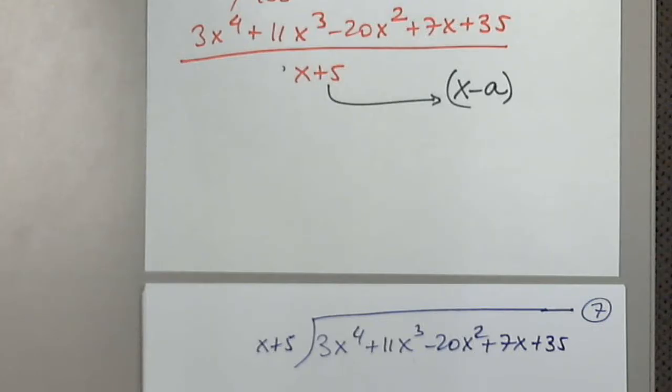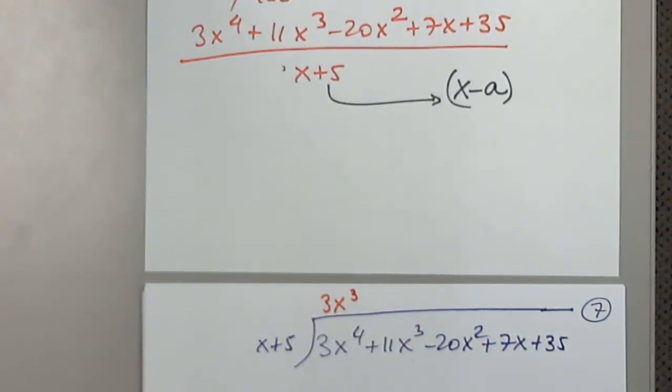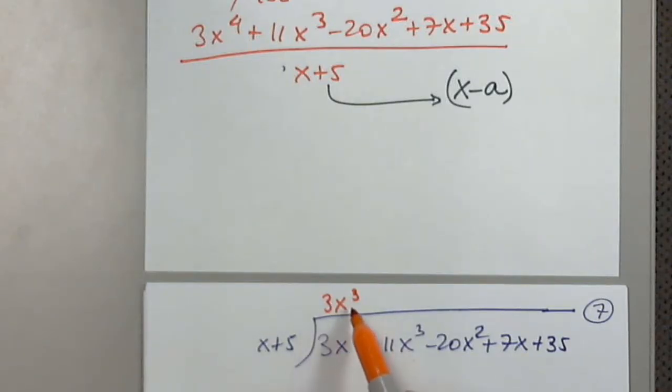So the first question I ask myself is what? What quantity do I multiply x by to get 3x to the fourth? Just 3x cubed. Thank you. Do we agree with 3x cubed? Yes? Now we have to go back and distribute to both, change the sign, and write below like terms. 3x cubed times x is 3x to the fourth. I have to subtract. 3x cubed times 5 is 15x cubed. I have to subtract. Do we agree with this step before we proceed? Yes? Okay.